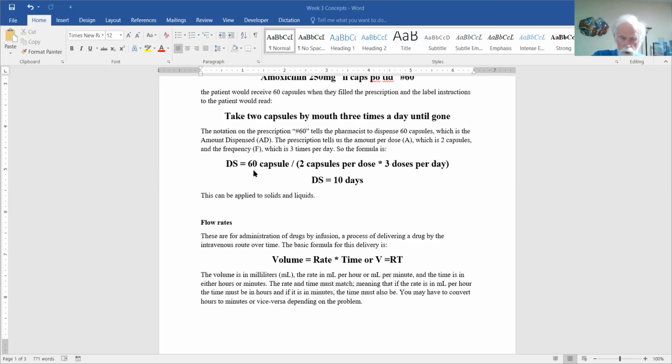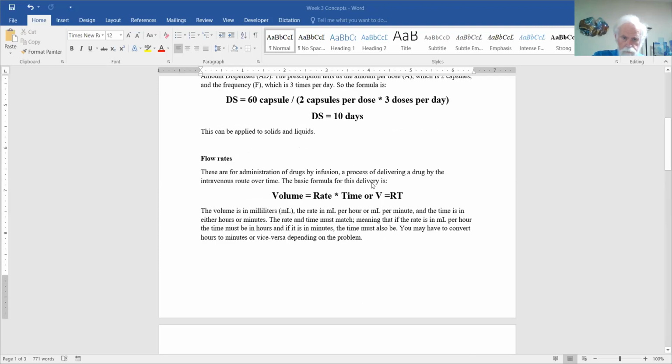which is 20 tablespoons, which is 10 ounces. So it depends on the material. Usually speaking, all you have to do is look at the prescription. You can figure this out.